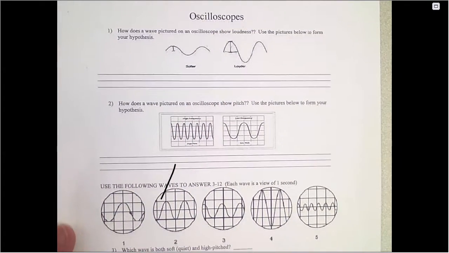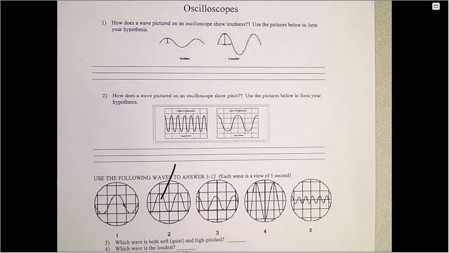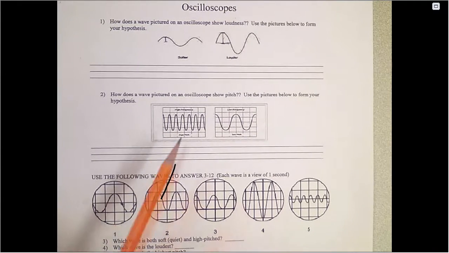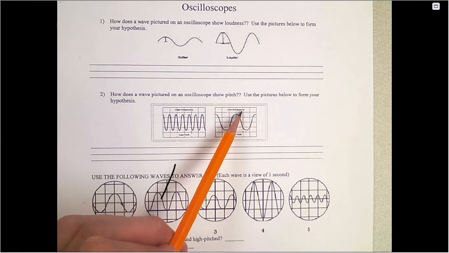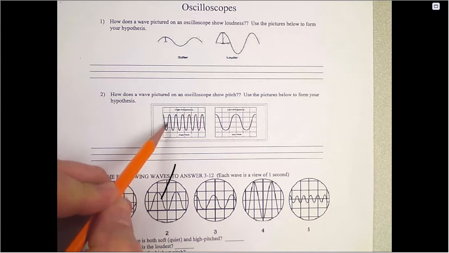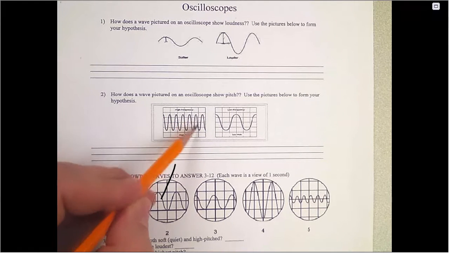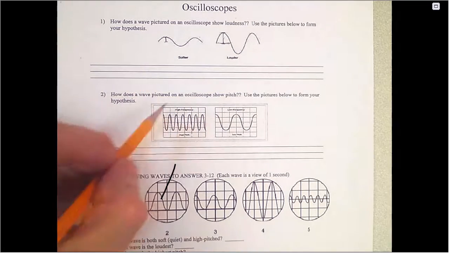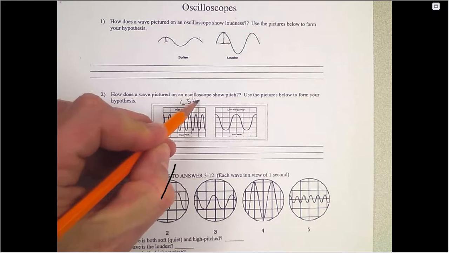The next one is talking about how does a wave pictured on an oscilloscope show pitch? And then you're supposed to look at these pictures and form your hypothesis. Well, it's kind of hard to read, but it says high frequency, high pitch, low frequency, low pitch. So what that means is the number of waves. If I count these waves, 1, 2, 3, 4, 5, 6.5. This one has 6.5 vibrations per second, or we call that hertz.